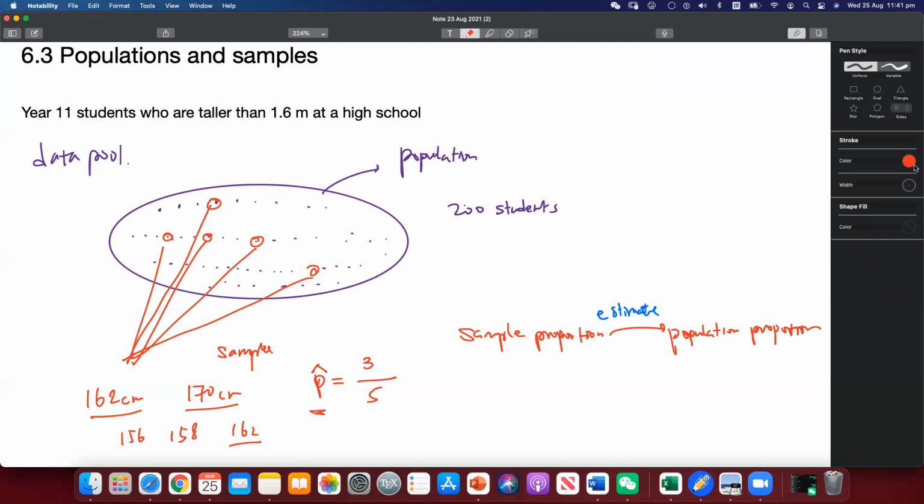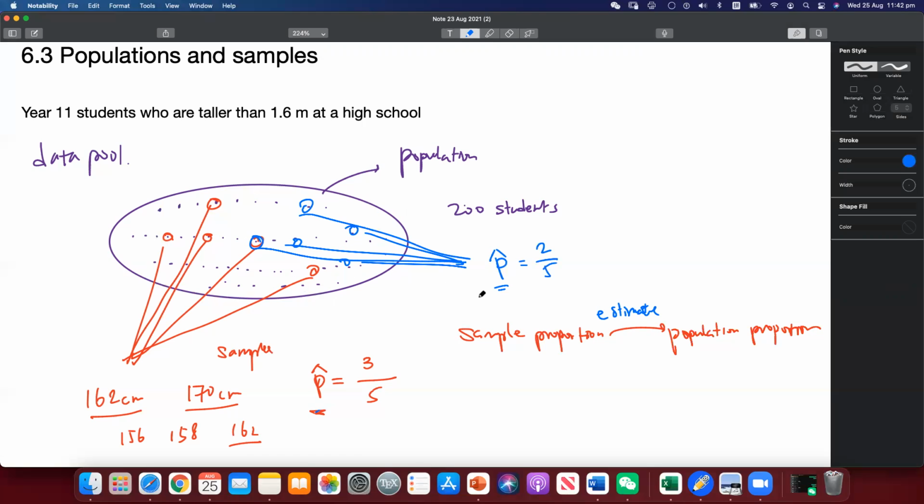As you know, these are the 5 people I've picked. What about if I picked another 5 people? Like here, here, here, here. I take them out. I'm going to have 5 different data. This is going to give me a different proportion. Let's say this has given me 2/5. You can see this proportion is changing depending on the data you have picked.